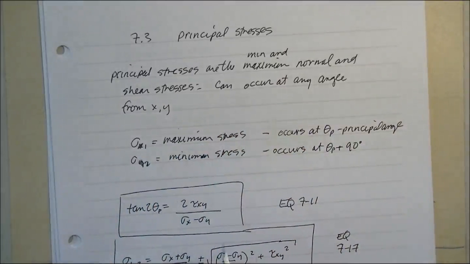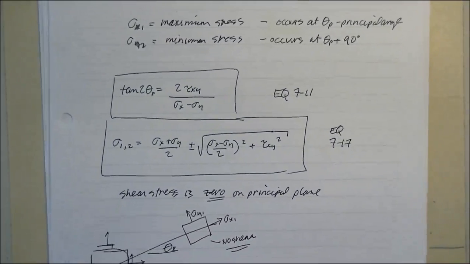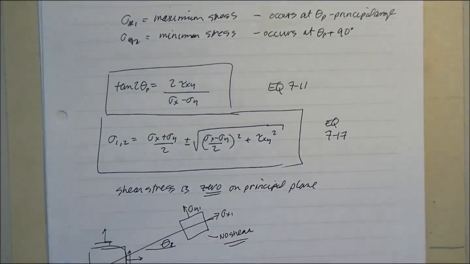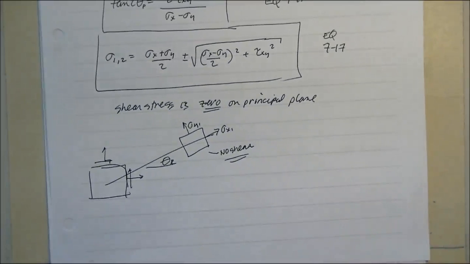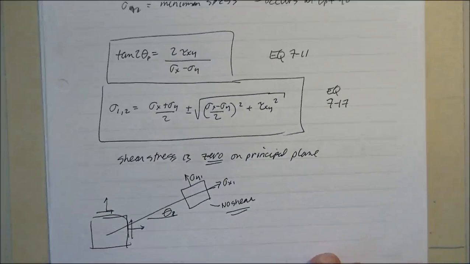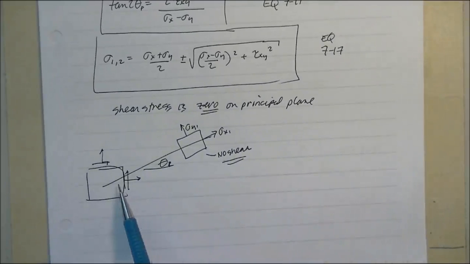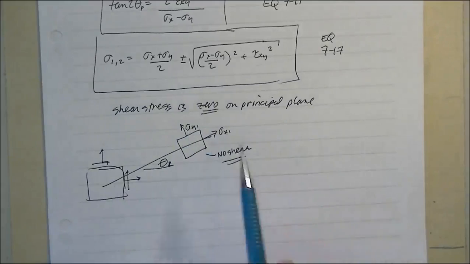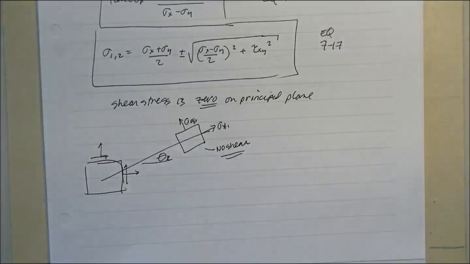Those are the maximum stress and the minimum stress, and those are the principal angles. The equations for the principal angles and the equations for the maximum and minimum stresses are given here in 7.11 and 7.17. There's also a shear stress that is 0. So at the principal angle, there is no shear stress. If we find the principal angle, then we'll get a sigma 1 and a sigma 2, not sigma x1 and sigma y1. Those are the principal stresses, and there's no shear on those.